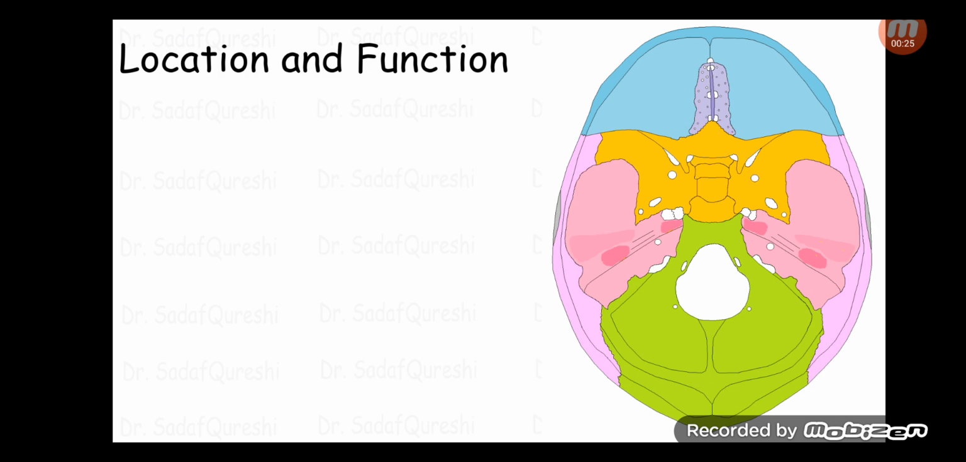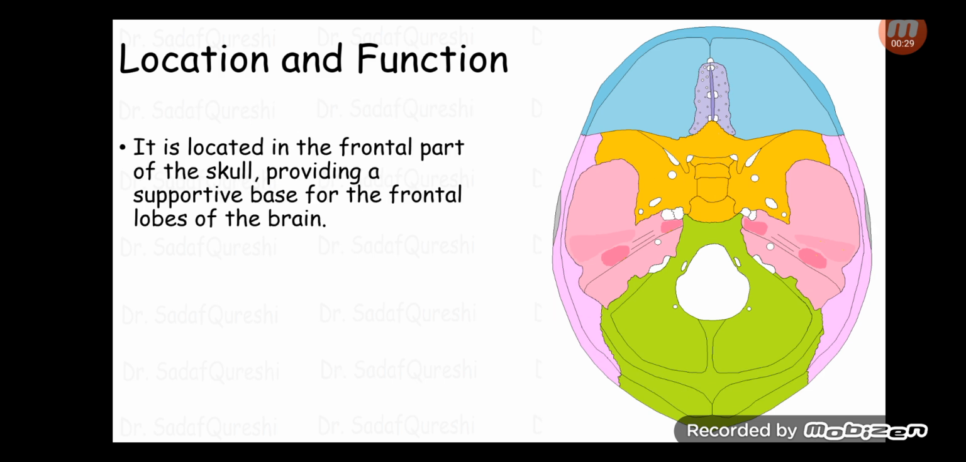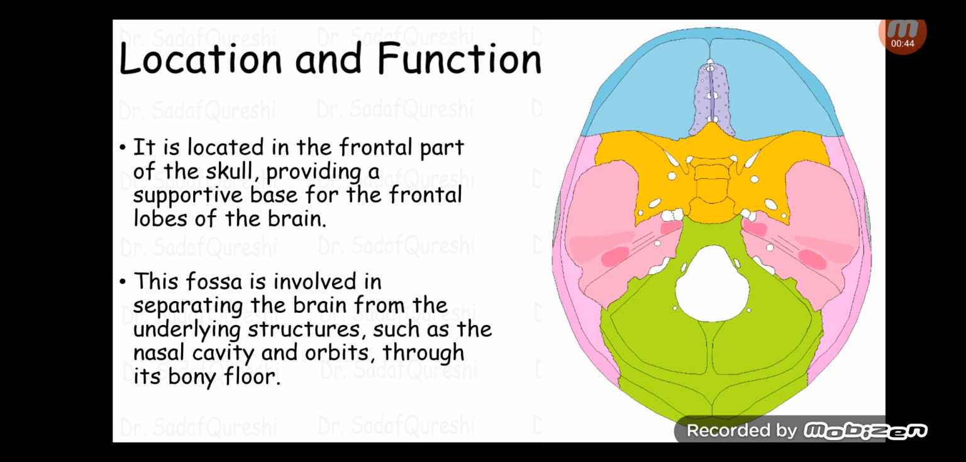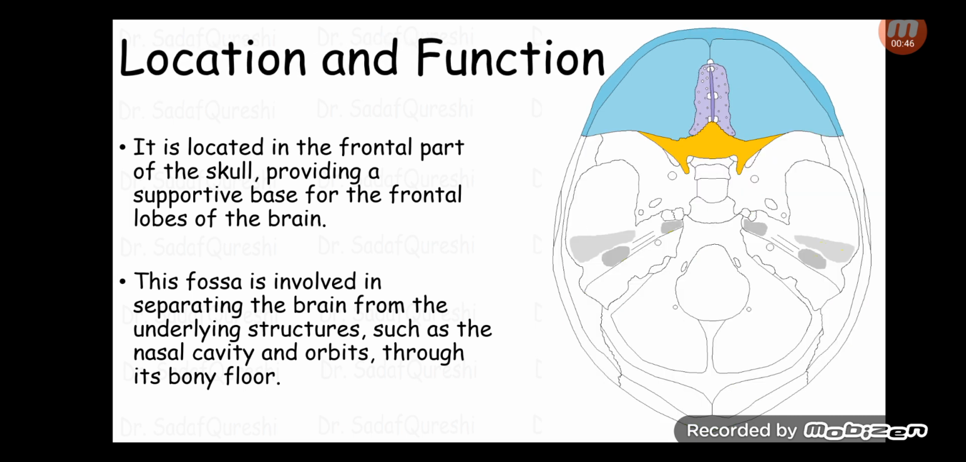So let's talk about anterior cranial fossa location and function. It is located in the frontal part of the skull and it provides a supportive base for the frontal lobes of the brain. This fossa is involved in separating the brain from underlying structures such as the nasal cavity and orbits through its bony floor. Here you can see the diagram of the cranial cavity and the colored part of the diagram is anterior cranial fossa.